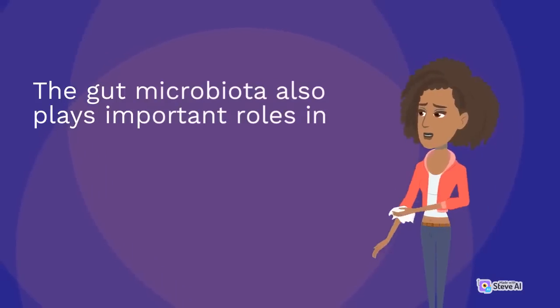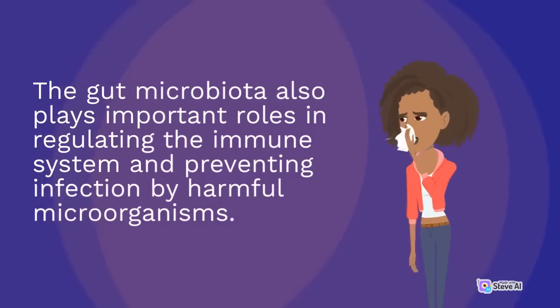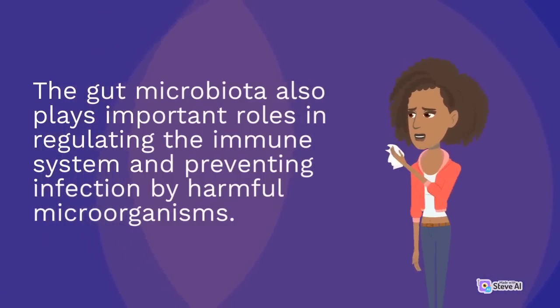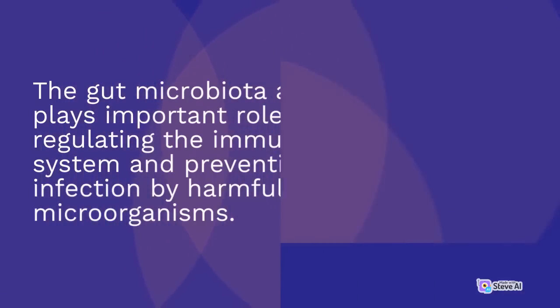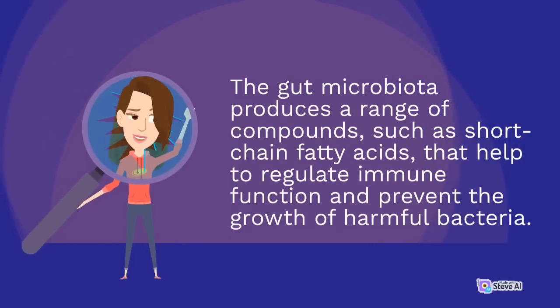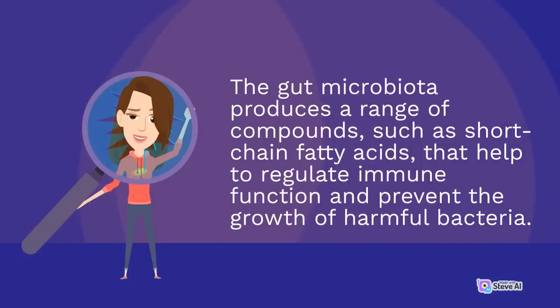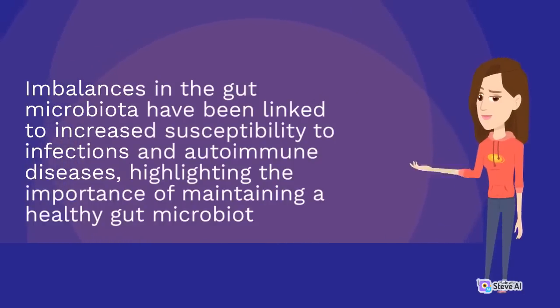The gut microbiota also plays important roles in regulating the immune system and preventing infection by harmful microorganisms. The gut microbiota produces a range of compounds, such as short-chain fatty acids, that help to regulate immune function and prevent the growth of harmful bacteria. Imbalances in the gut microbiota have been linked to increased susceptibility to infections and autoimmune diseases, highlighting the importance of maintaining a healthy gut microbiota.